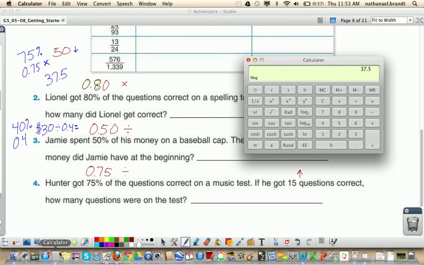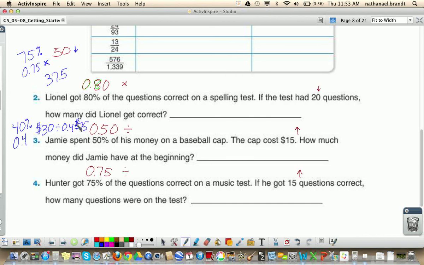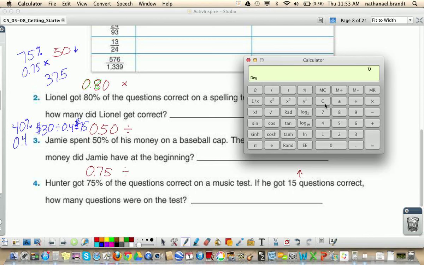Bring up my calculator. 30 divided by 4/10 equals 75. So we started with $75. 40% of 75 is 30. And a way that we could check ourselves is we could take 30 divided by 75. That equals 4/10, which is our 40%. So go ahead and work through those problems, and then once you finish them, check them over with your partner.